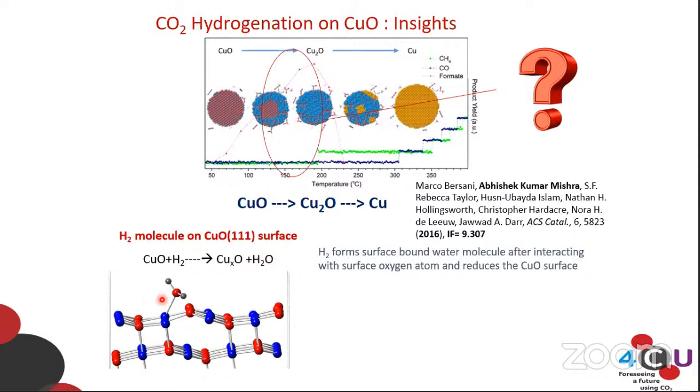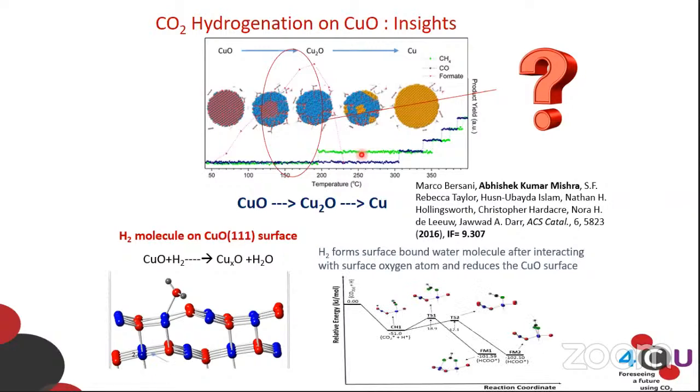How does it happen? The hydrogen molecule takes one oxygen out of the top surface of CuO and forms a water molecule. And once you have Cu2O, you have actually the formate, though I have not shown the results. So you have Cu2O and hydrogen, and it will go through different transition states, and you will have formic acid within no time.